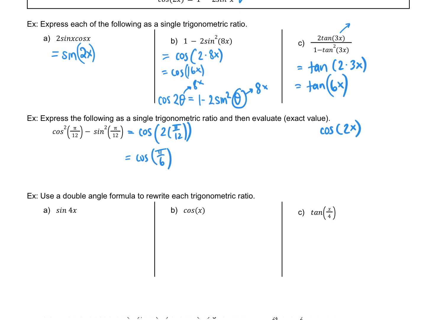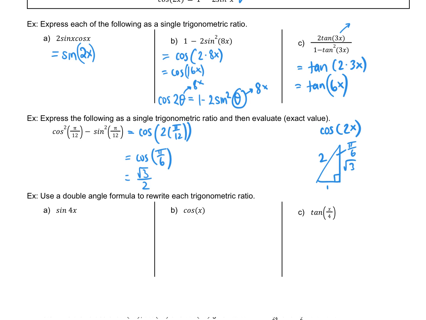Well, pi over 6, I have no problem. I can draw my special triangle. Pi over 6 is over here. It's the 30 degree. And cos of pi over 6 is root 3 over 2. And that is an exact value because I was able to simplify this into a double angle formula, and the angle, when cleaned up, became a special triangle angle.